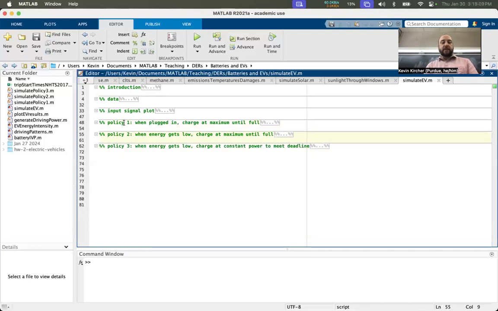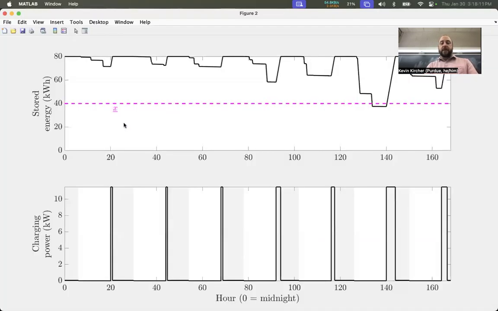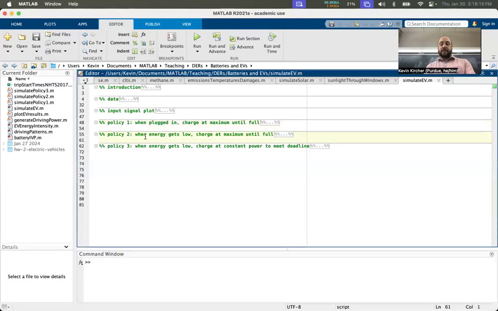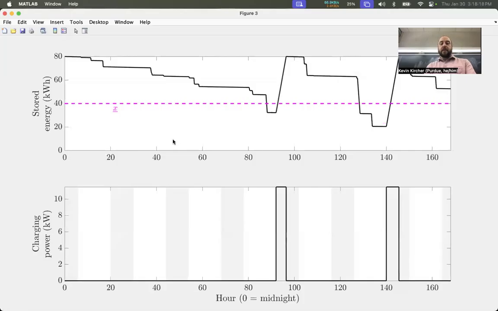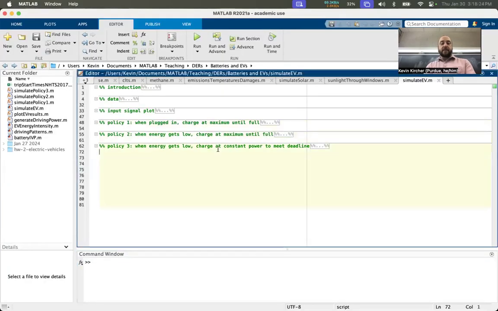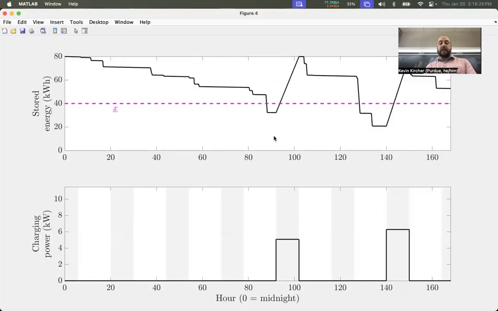All right, so if we run policy 1, what does that look like with this different randomly generated data? About like this. If we define policy 2, okay, now we are only charging once we drop below the minimum here. And then policy 3, let's see what that looks like with this input data. Quite similar in this case to policy 2, but again, spreading out the charging slow and steady over the day.